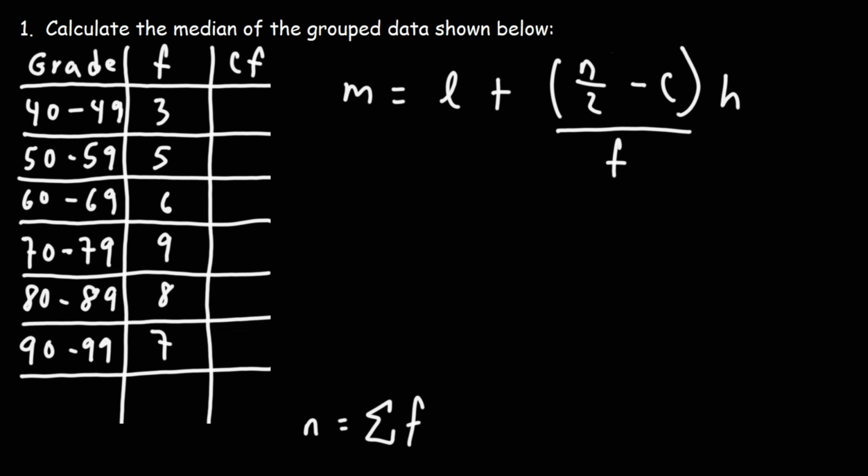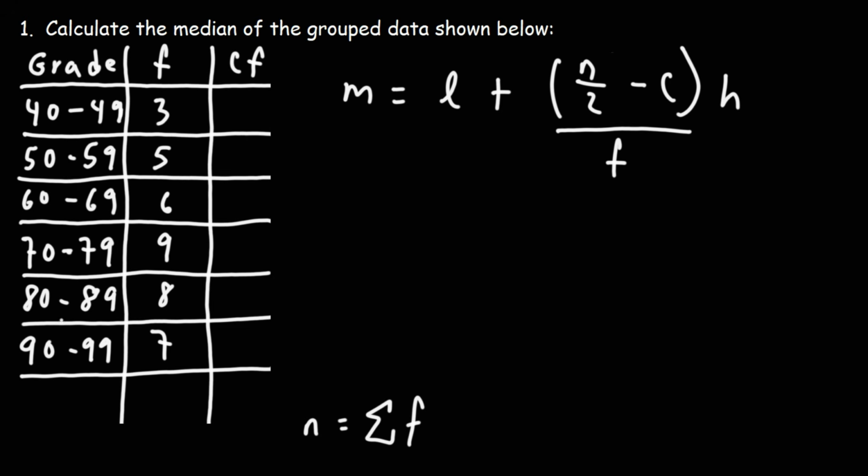So first, let's find L. Actually, before we find L, we need to determine the median class. So in which interval does the median occupy? Is the median between 50 and 59, 60 and 69, 70 and 79, or 80 and 89? What would you say? In order to find that answer, we need to find n first. So let's fill out the third column, the cumulative frequency column.